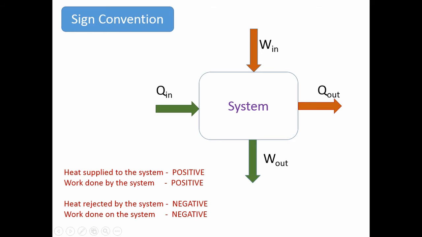Because heat and work transfer can happen in both directions between the system and the surroundings, that is, heat and work going into the system and heat and work going out of the system. In other words, heat is transferred to the system or heat is rejected from the system, and work is done on the system or work is done by the system. Therefore, it is very important to have a sign convention.